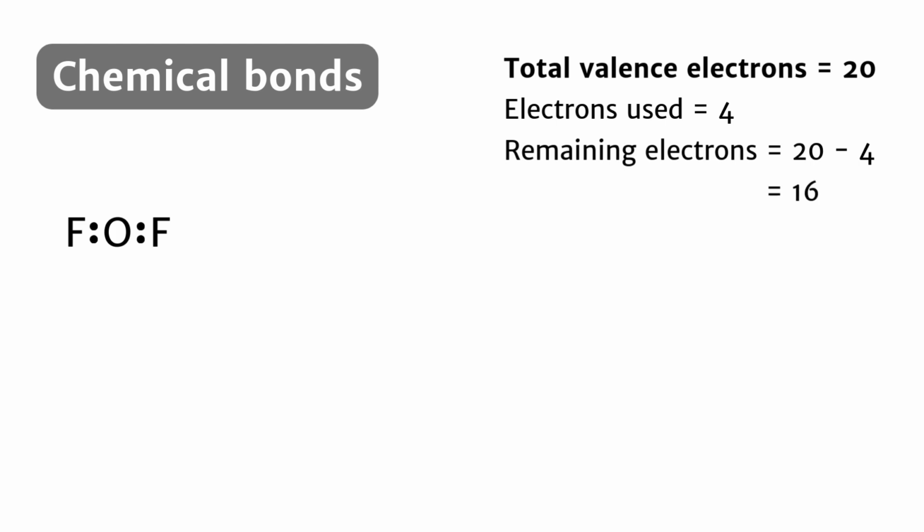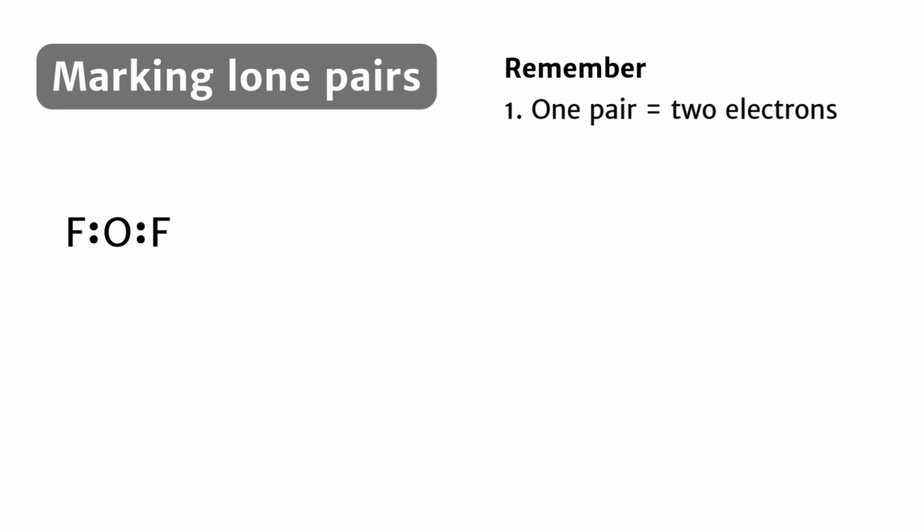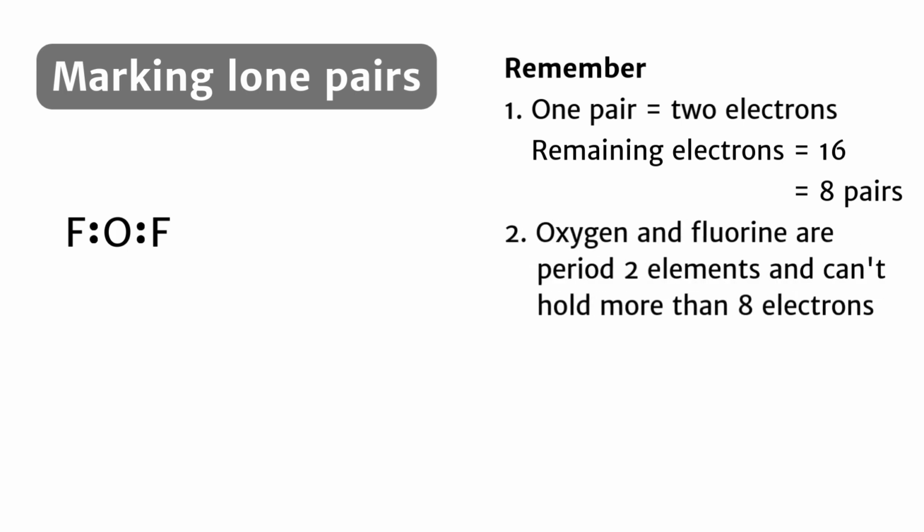Lone pairs consist of electron pairs that are not involved in chemical bonding. Remember that each lone pair contains 2 electrons. In this case, we have 16 unutilized electrons, so we can form 8 electron pairs and mark them as lone pairs on the structure. It's important to remember that both oxygen and fluorine are period 2 elements, so they cannot hold more than 8 electrons in their valence shells.